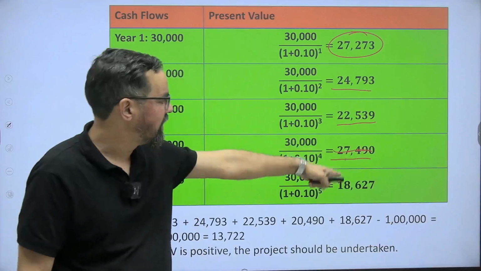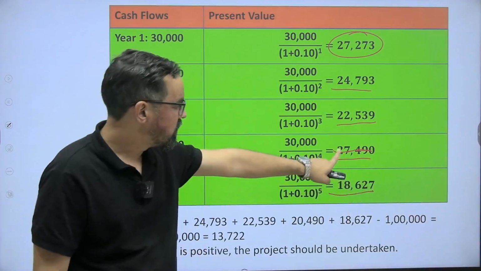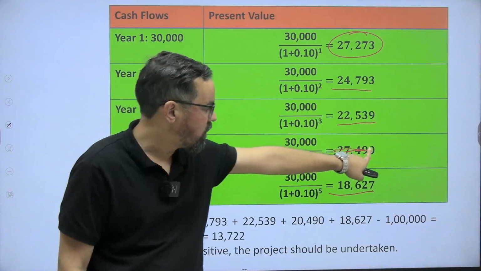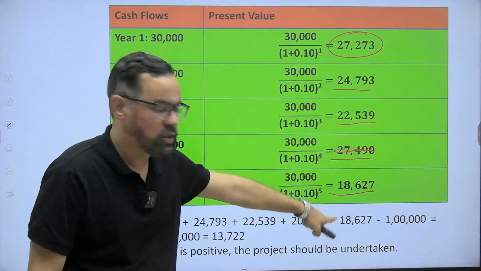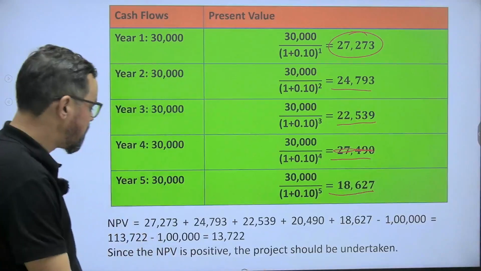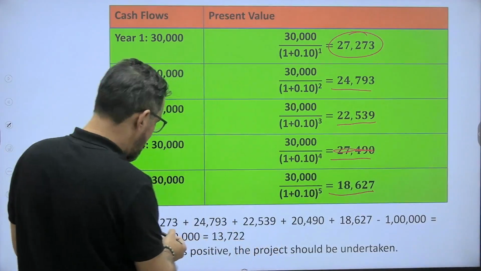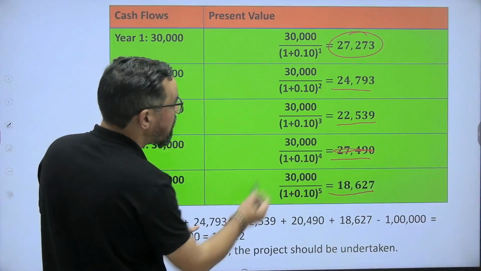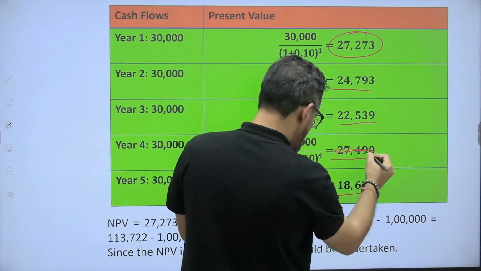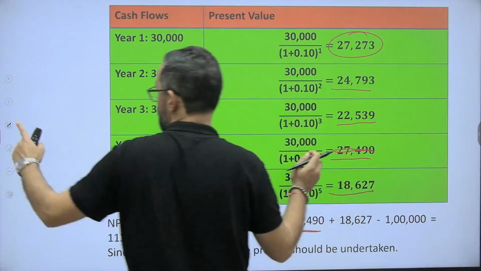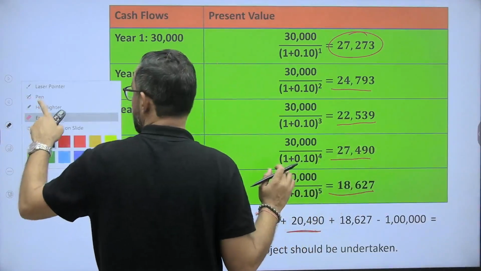For sure it should be less than that. And this is 18,000. So this is wrong. It cannot be 27, because as time passes this will come down. So the exact numbers are 27, then 24, then 22, then 20. Yes, it should be, see, I told you this was wrong.